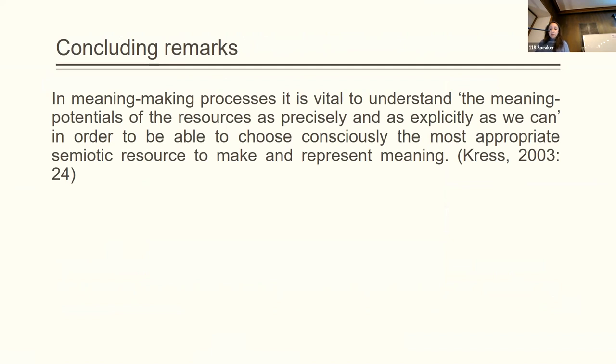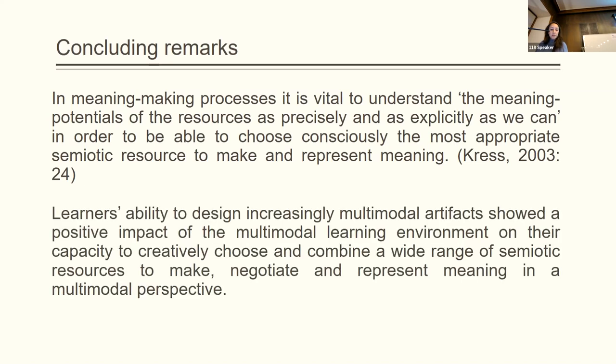In meaning-making processes, it is vital to understand the meaning potentials, and this is something also Kay O'Halloran mentioned, the meaning potentials of the resources as precisely and as explicitly as we can, in order to be able to choose consciously the most appropriate semiotic resource to make and represent meaning. And I think at this point, this is one of the challenges that we face. We don't really realize the potential of each semiotic resource, and we're not always conscious of our choices.